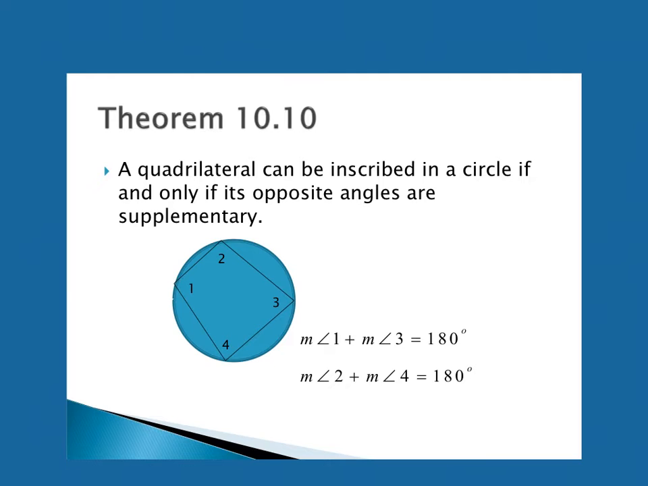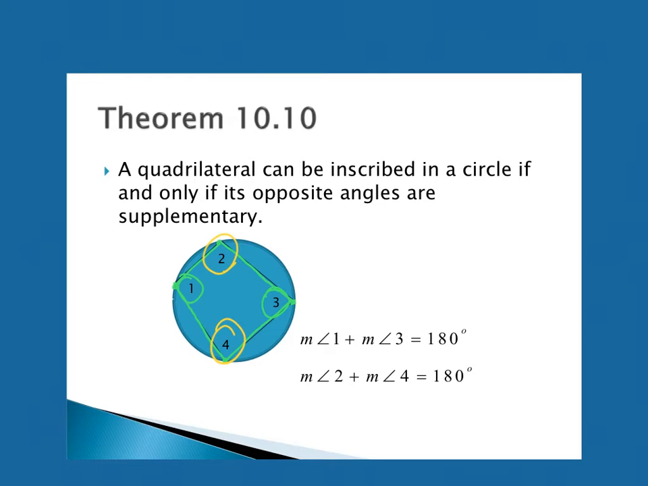Theorem 10.10 says a quadrilateral can be inscribed in a circle if and only if its opposite angles are supplementary. So if I have a quadrilateral, which means 4 sides, right, inscribed in a circle, then all 4 angles are going to add up to 360 because it's a quadrilateral, right? The opposite angles are going to be supplementary. So 1 and 3 would add up to 180, and 2 and 4 would add up to 180. All 4 is 360 because it's a quadrilateral.